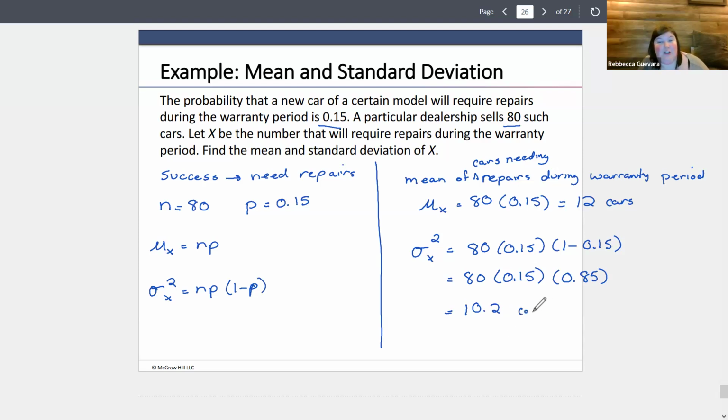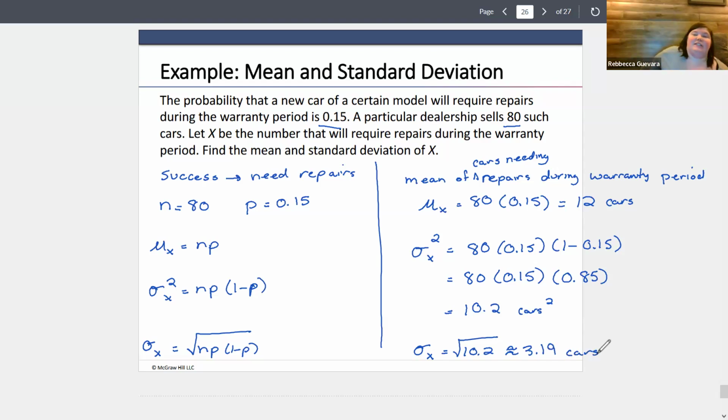So remember, that's in cars squared. Then if I just want the standard deviation, I'm just going to find the square root. So I just need the square root of 10.2, which is going to be roughly, this one's going to have to be rounded, 3.19 cars.